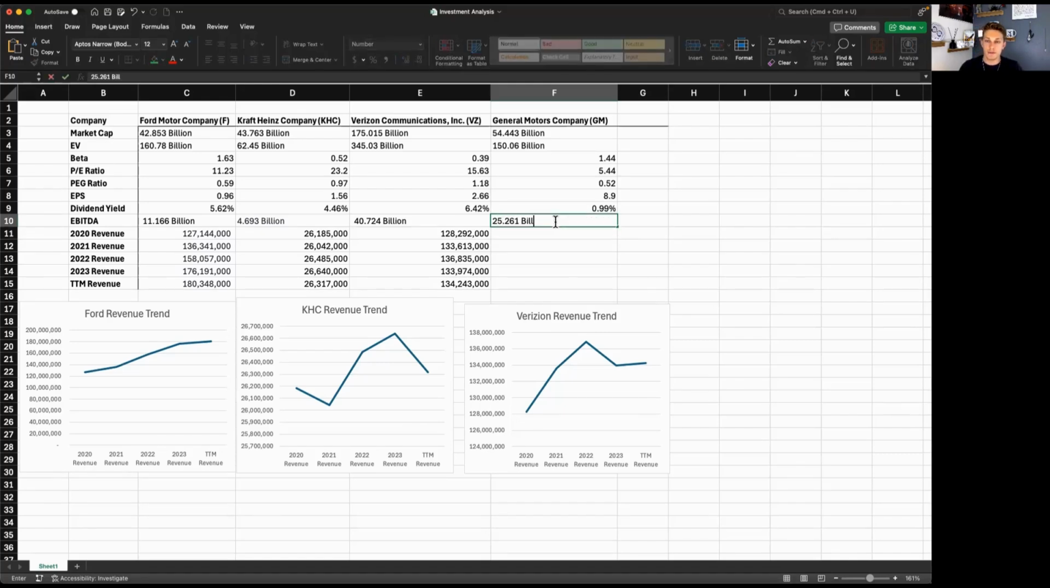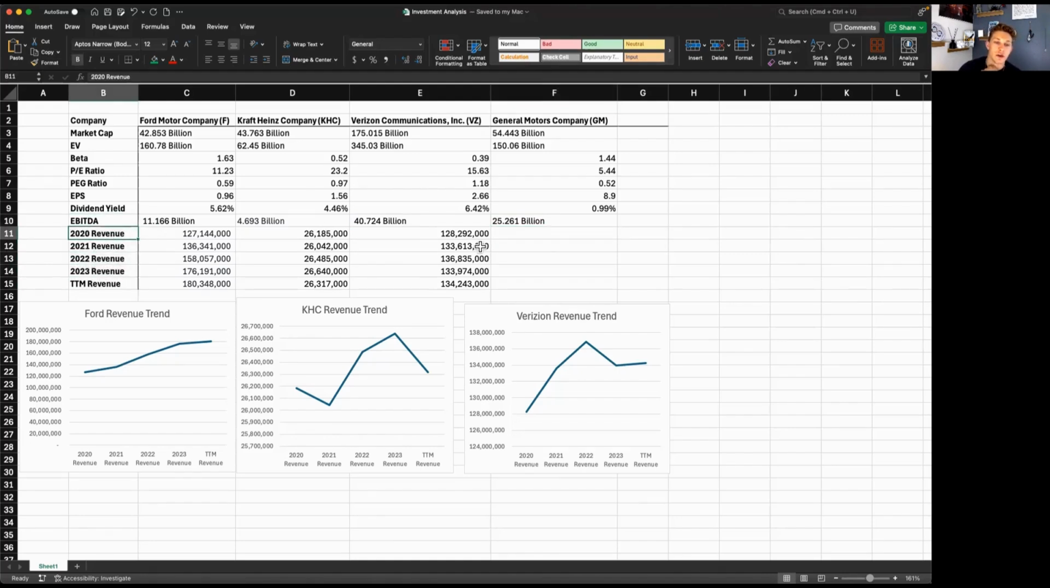25.261 billion EBITDA. So, actually a lot higher than Ford, a lot higher than KHC, lower for sure than Verizon. Right, but comparatively, hey, that's kind of cool. We see they're making a lot of money before the expenses come out. And then we want to look at their revenue trend, right?